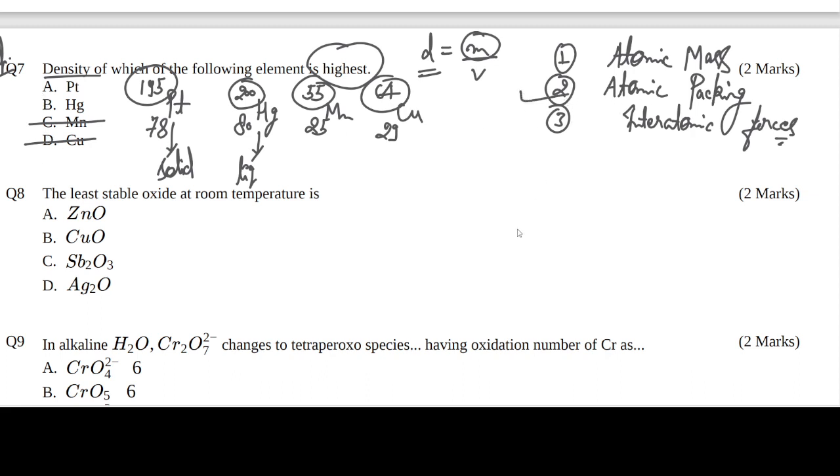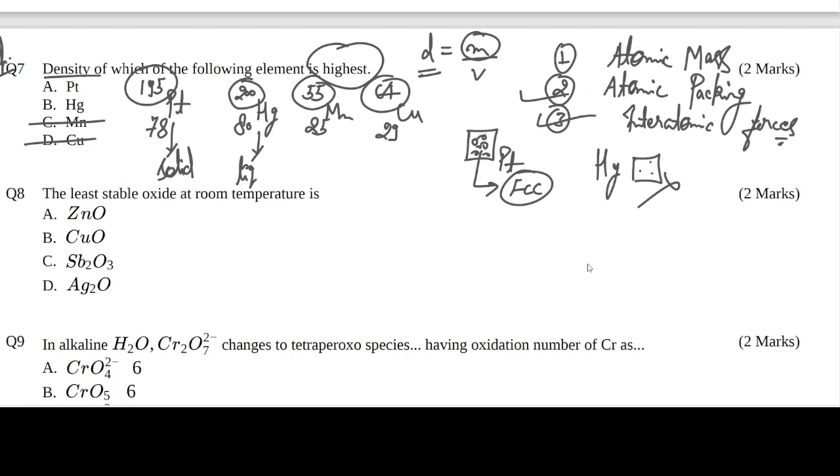Now atomic packing means how the atoms of the elements are packed. In the case of platinum, in solid state chemistry, this is the FCC, face-centered cubic, kind of packing. But because mercury is in the liquid state, that kind of solid packing is not present.